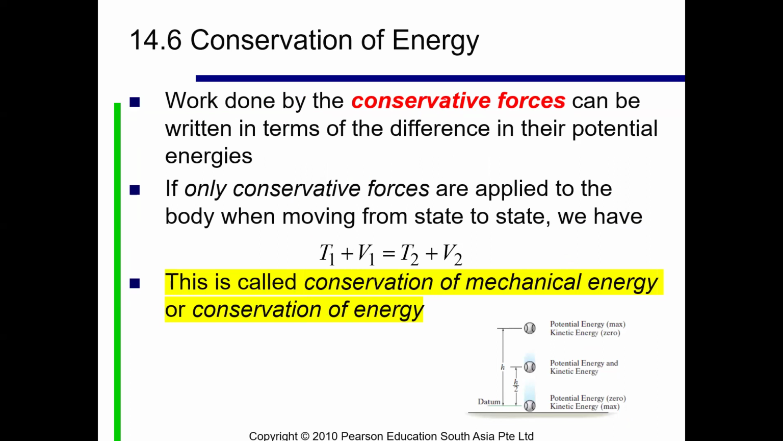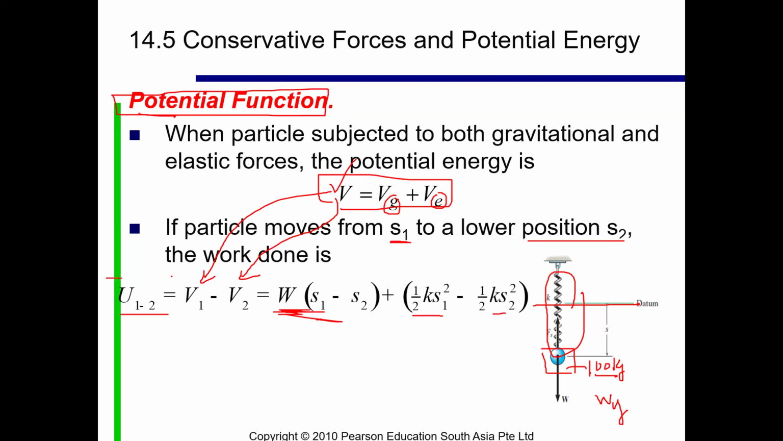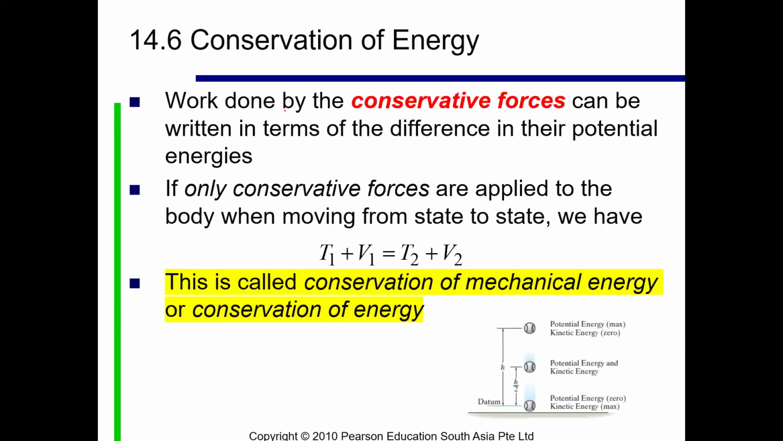Work done by the conservative force can be written in terms of the difference of the potential energies. So this is what you have written, that the work done for the conservative forces can be expressed by this equation. This is the equation that can be used to calculate the work done by the conservative forces, written in terms of the difference of their potential energies. So when you rewrite the difference of the potential energies, you can talk about the work done. If only conservative forces are applied to the body when moving from state to state, we have this one. So students, this is true for the conservative forces.